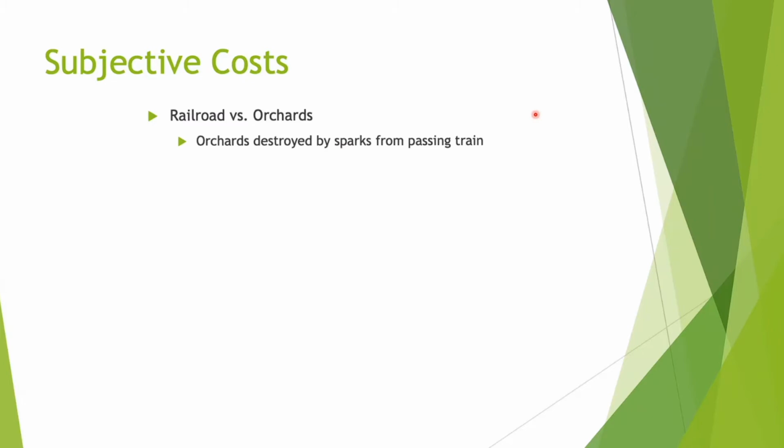So the classic example here of a railroad versus the orchards neighboring the railroad or adjacent to the railroad. So a train goes by. It's one of the old-fashioned type that throws sparks from the boiler or the firebox, and then you've got the sparks that fall on the orchard and they burn the orchard down.